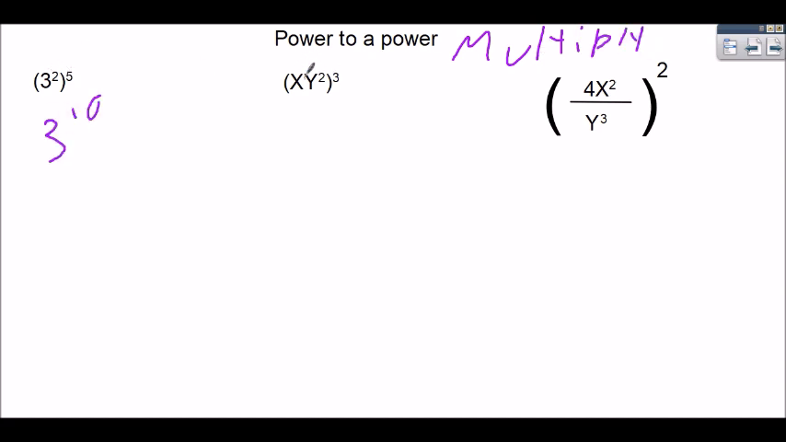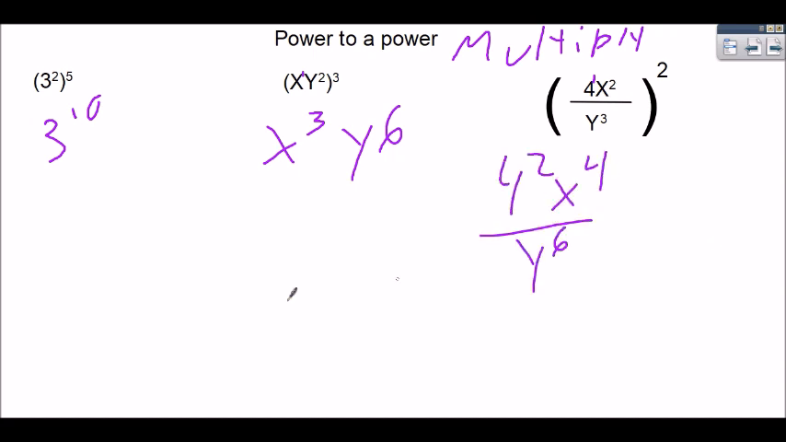If there isn't an exponent, remember we just have to put a tiny 1 right there and then we can distribute. Again, if there's no exponent, we put a 1. But we distribute to everything on top and on bottom. And then we just simplify if we have a number with an exponent.